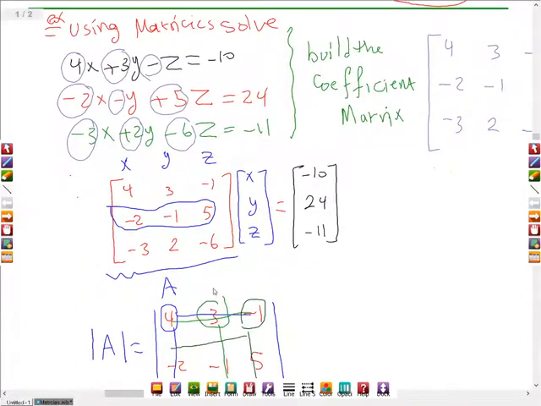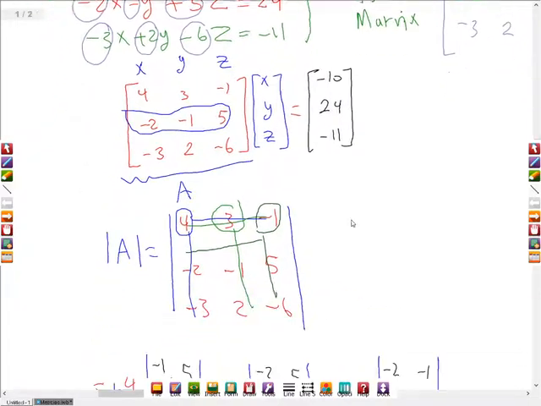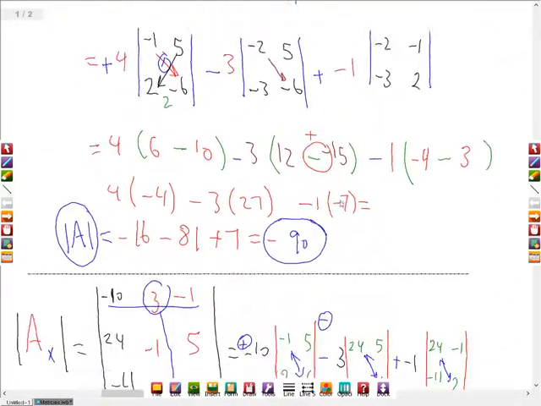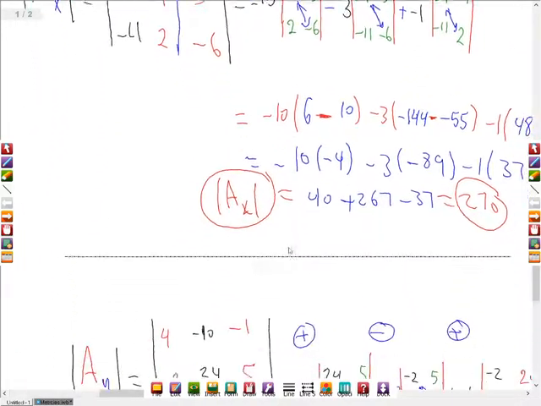We don't want Y to be mad. You see, this is the Y: 3, negative 1 and 2. We delete it. We change it to negative 10, 24, and negative 11. Everyone is going to say now, how about Z? Wait, just wait a little bit. We'll go to the Z.